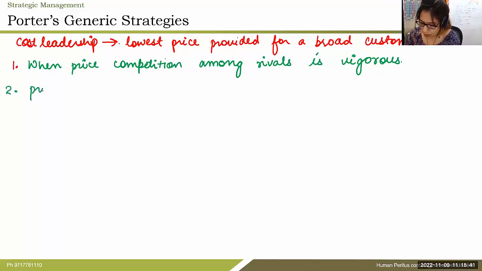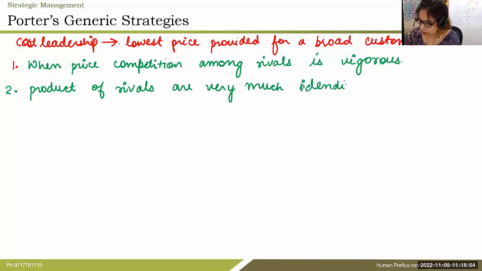Or when the products of rivals are very much identical, and suppliers are readily available.